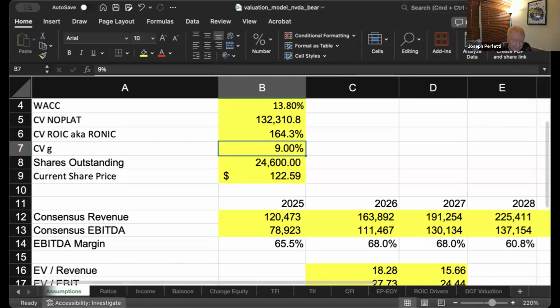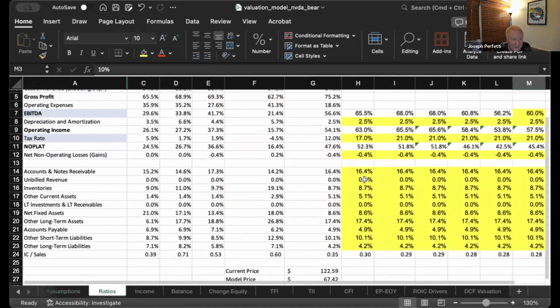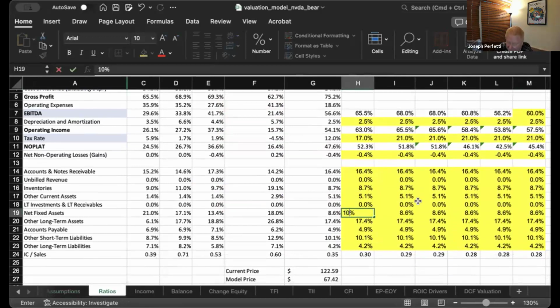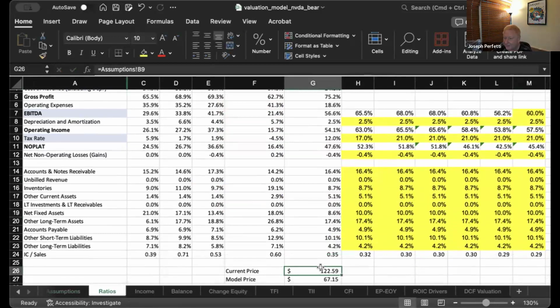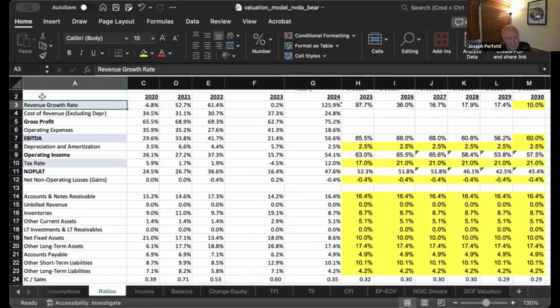But I could argue, if you wanted to, that because they're not going to grow as fast, as a percentage of sales, they're going to have to spend more in net fixed assets. Okay, so instead of 8.6%, they're going to spend 10. But notice it's a trivial impact on the share price, right? Most of your impact is going to come from these 3 numbers: growth, EBITDA margin, and tax rate. That's where, like I said, the biggest impacts are going to be. And then the G, your long-term G.